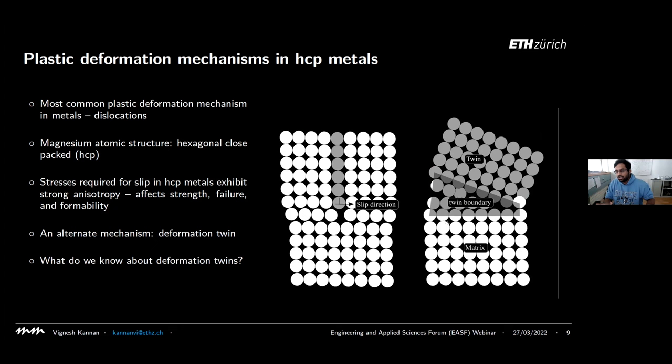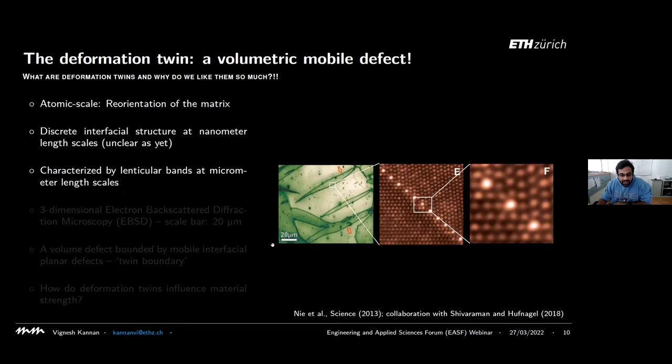So here you're seeing three different length scales of images of the deformation twin. If you look at a microscope image, a deformation twin could be thought of as a lenticular band here. You can see the shape of the deformation twin that's formed inside magnesium crystals. And if you zoom in further using high resolution transmission electron microscopy, you can see that the twin boundary, so the interface between a deformation twin and the matrix of your sample, is defined by a reorientation of the crystal structure, right? So effectively, if you have a matrix with a crystal structure that's oriented where my finger is pointing, the deformation twin would basically have a reorientation of the crystal structure, right?